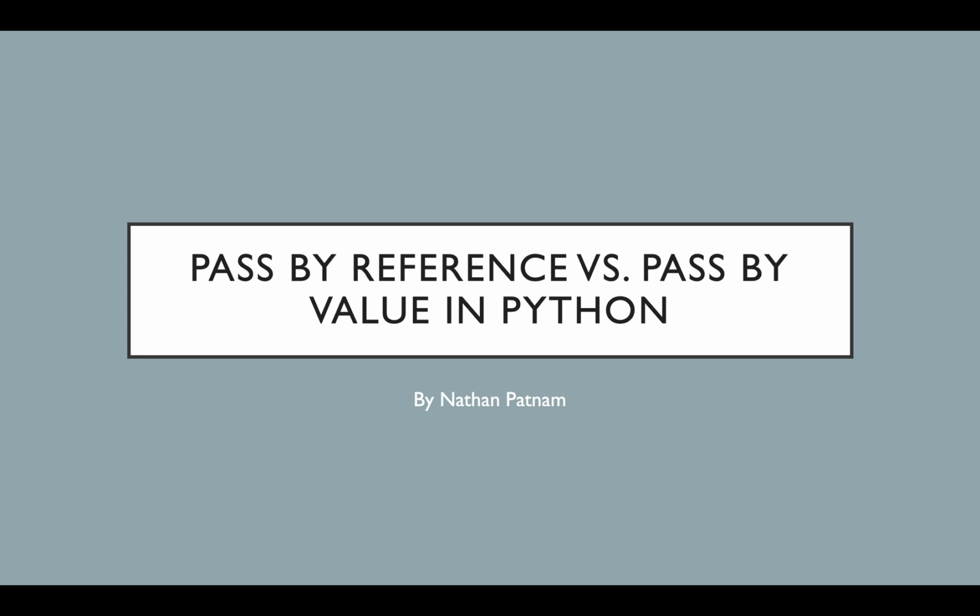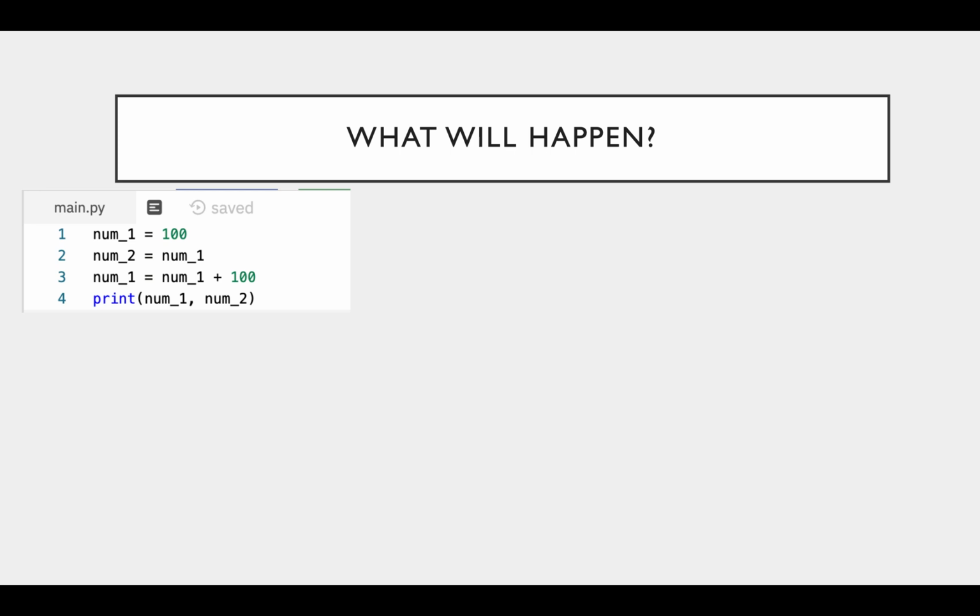Before we go into a formal definition of it, I just wanted to go over a little brain teaser in Python. So imagine that we had this script where we created a variable called num1 and assigned it to 100. Then we created a new variable called num2, and assigned it to the value of num1. And then we took the original variable num1 and added 100 to it. What do you think will print out when I run line 4? I'll give you a second just to think about it.